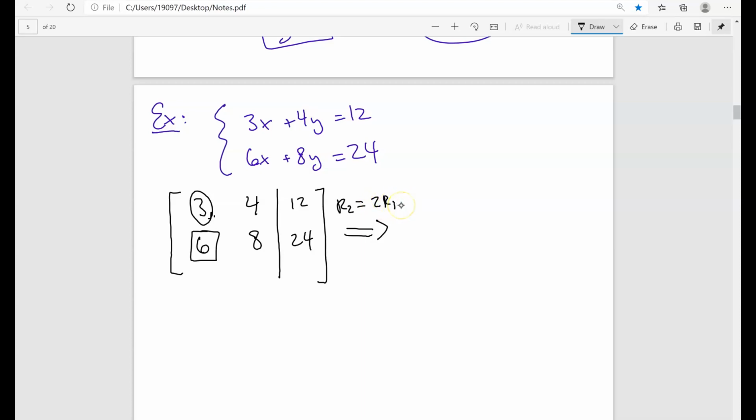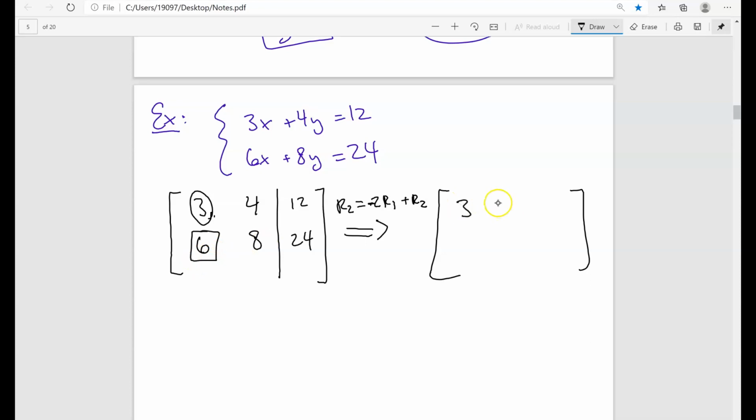But now, what am I going to do? Well, if I add it to row 2, that's not going to do anything. But if I multiply this by a negative, then it'll make it negative and it'll go away. So I'm going to multiply the first row by negative 2. That's going to give me negative 6. And then add it to 6, that's going to give me 0.